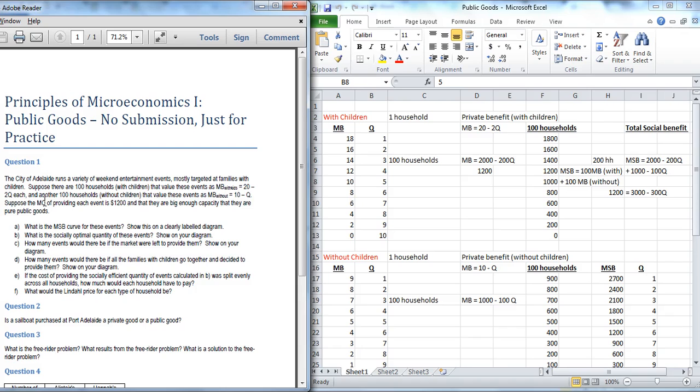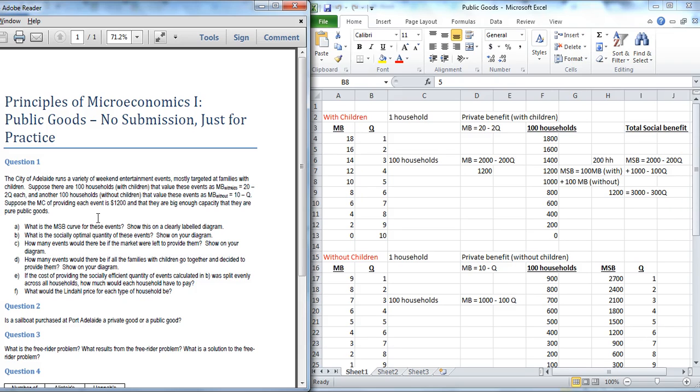And also, there is another 100 households without children that value these events a bit less. Remember, the entertainment events are mostly targeted at families with children. So if you don't have children, you don't value it as much. The marginal benefit for those families is going to be 10 minus q. And it goes on to tell you the marginal cost of providing each event is $1,200, and they have quite a large capacity, and they're pure public goods.